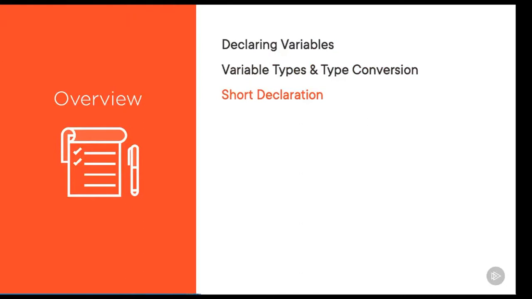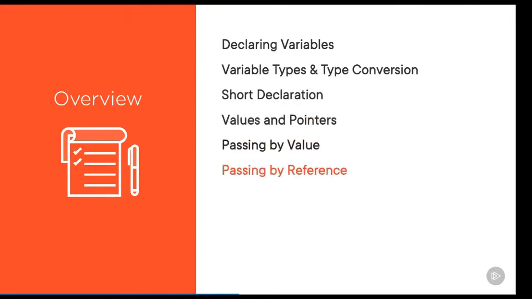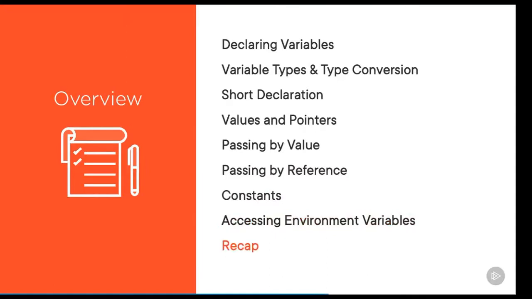After that though, we'll look at pointer variables, and we'll see how they let us pass variables by either value or reference. And of course, again, that's more buzzwords, but we'll demystify everything as we go. Anyway, look, we'll round things out with a look at constants, then how we can access environment variables on your system, and of course, we'll do a quick recap.